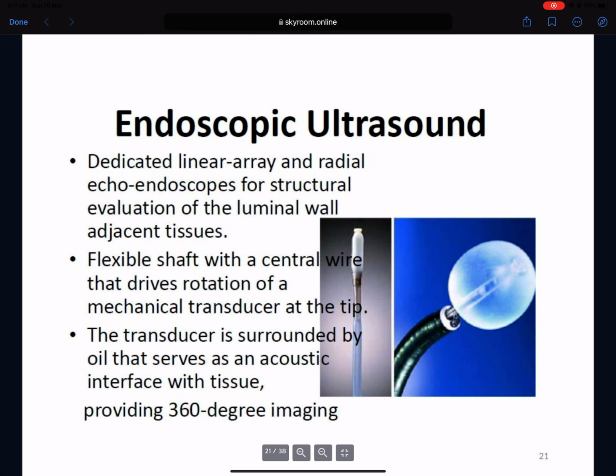Okay. Now we move to the application of ultrasound in diagnosis and treatment at the same time, and we have a very important process. This process is called endoscopic ultrasound. Please note that endoscopic ultrasound is one of the most important applications of ultrasound in medicine.